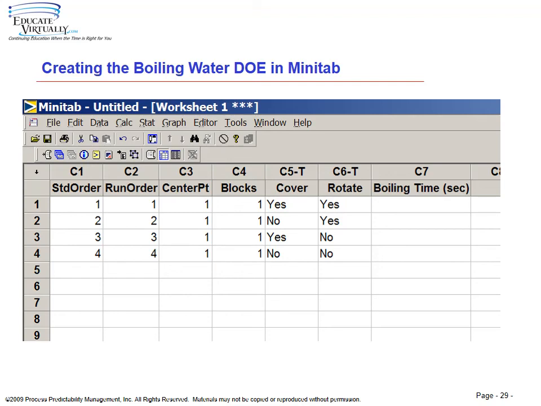I hope you have fun with this. We're going to show you a video on how to create the design, and we're also going to show you a video on how to conduct the experiment in your kitchen. I hope you enjoy. This will be your first design experiment, and it's on your path to learning about some really cool tools to drive dramatic improvement in products and processes.